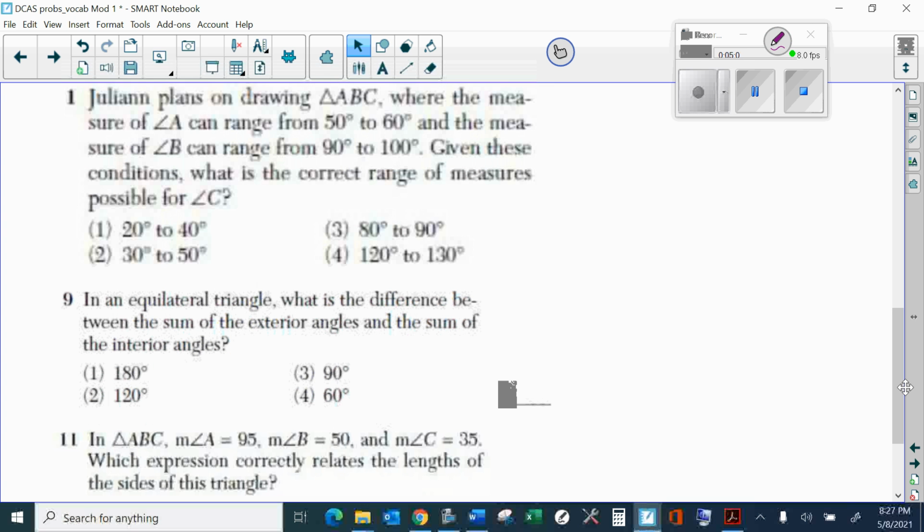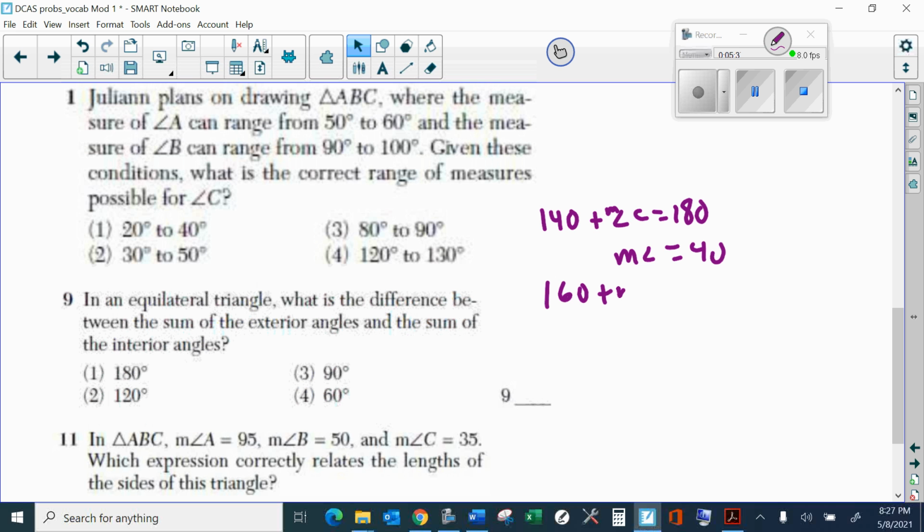Where the measure of angle A can range from 50 to 60, measure of angle B 90 to 100. Given these conditions, what are the possible angle measures for angle C? Okay. So if we took the two smallest, 50 and 90, it's 140 degrees. So measure of angle C would have to equal 40 degrees there. If we take the two largest, 100 plus 60 is 160, plus measure of angle C equals 180. So measure of angle C equals 20 degrees. So it's from 20 to 40.